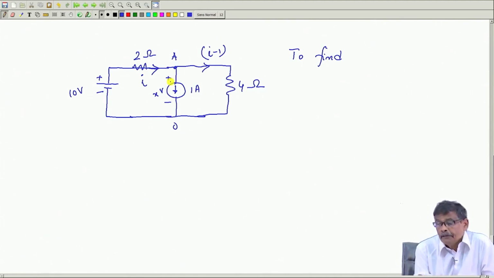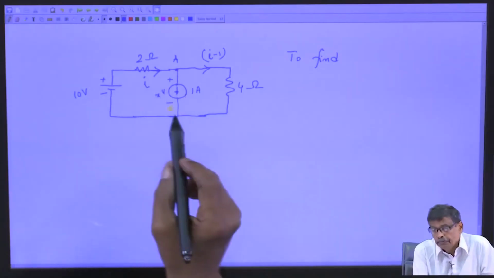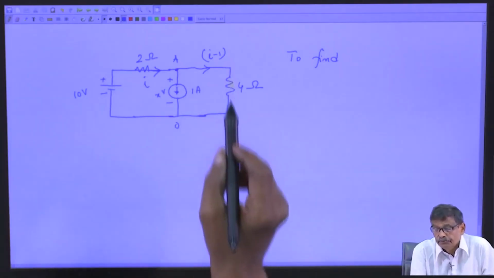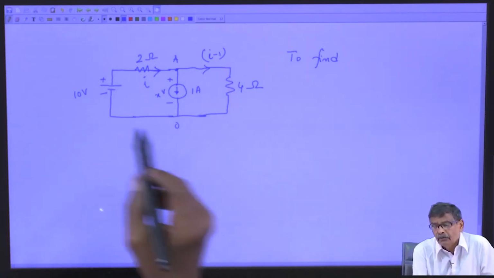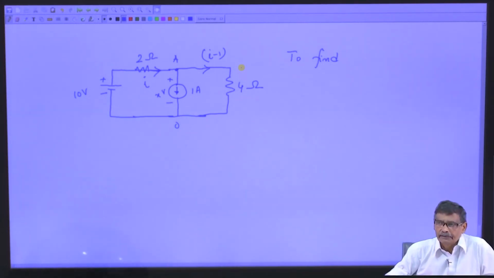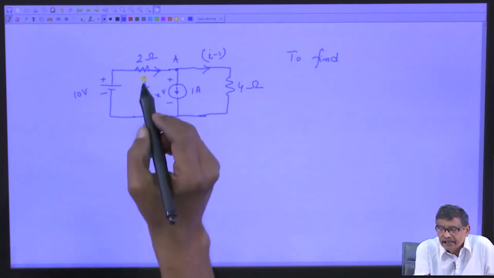Anyway, KVL will be satisfied in this loop, and also in this loop, and in this outer closed loop. Any closed loop you take, KVL will be satisfied. So, I is the unknown.